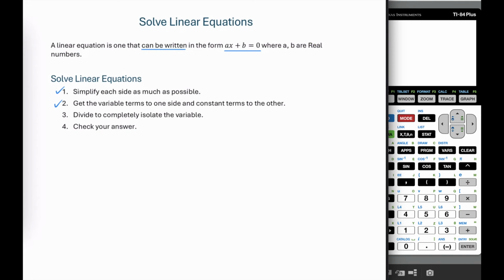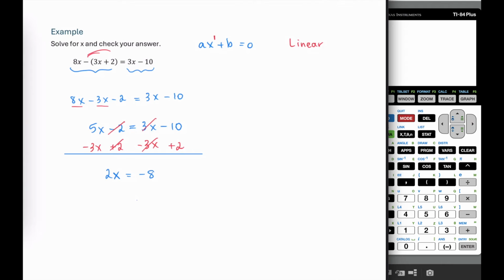And now we are at step 3, which is to divide in order to completely isolate the variable. Since 2 is being connected to this x by multiplication, division is what we can use to undo that. Anything that we do to the left-hand side, we have to also do to the right-hand side, and we now can see that the 2's will cancel out on the left, leaving just the x, and on the right-hand side we have the negative 4. So this is our solution for x.